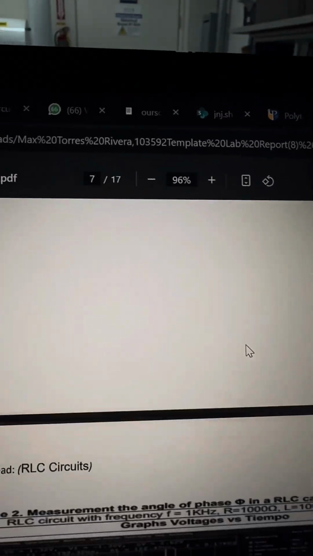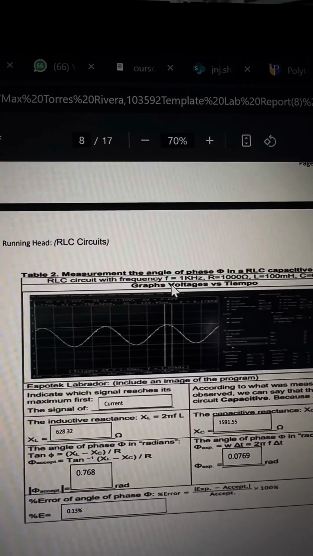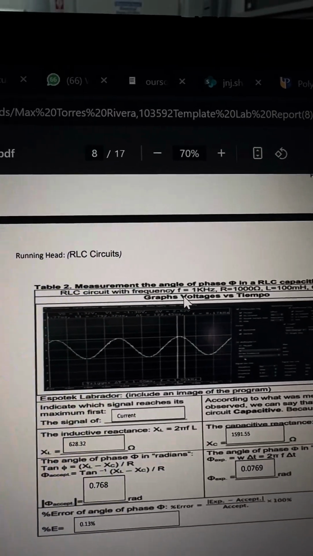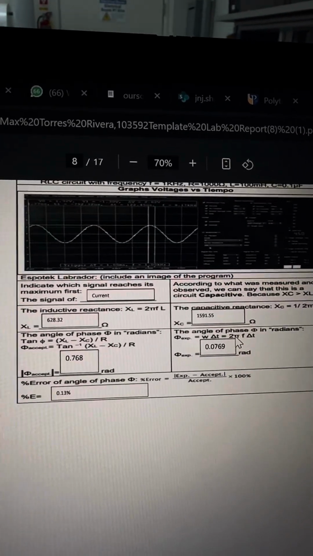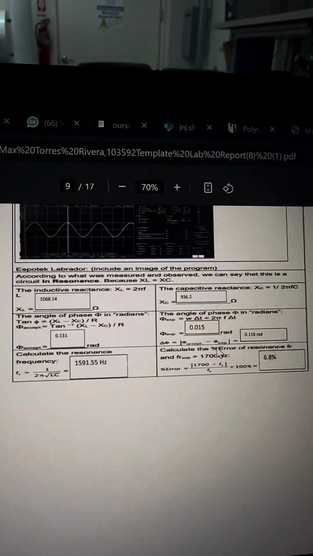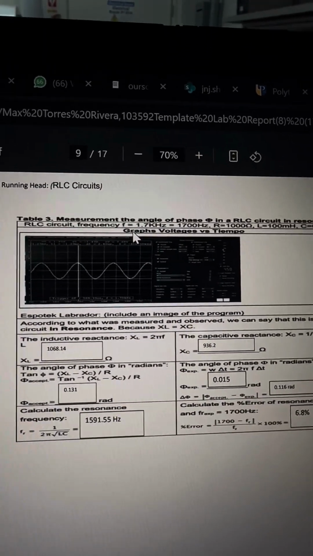We do the same for data table 2 and 3, but here we change the frequency. It was first 3000 hertz and now it's 1000 hertz. We do the same, we plug in our values, and we do the same for data table 3. Here we use 1.7 kHz instead of 1000 hertz that we use on the second table.